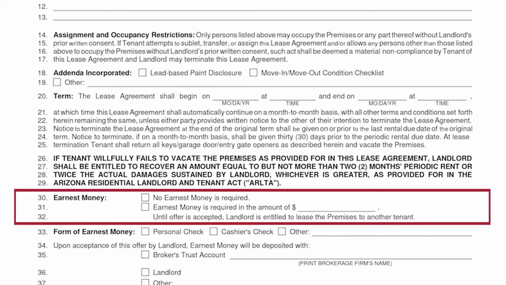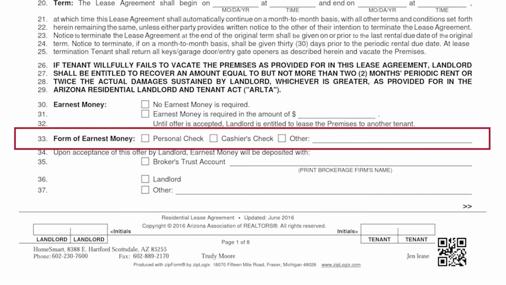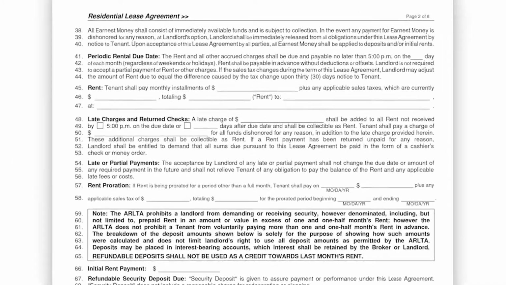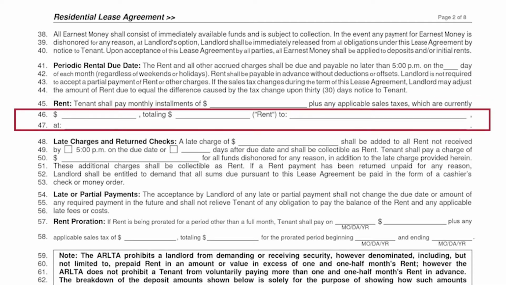Lines 30 to 32, list the amount of earnest money that the tenant is writing a check for. Line 33, indicate the form of the earnest money, and then lines 35 to 37 indicate where the earnest money check will be held. Line 45, enter the amount of money that the tenant will pay on a monthly basis. Lines 46 to 47 indicate if there will be sales tax added to the monthly rent, where the rent needs to be sent, and who the rent check needs to be made out to.